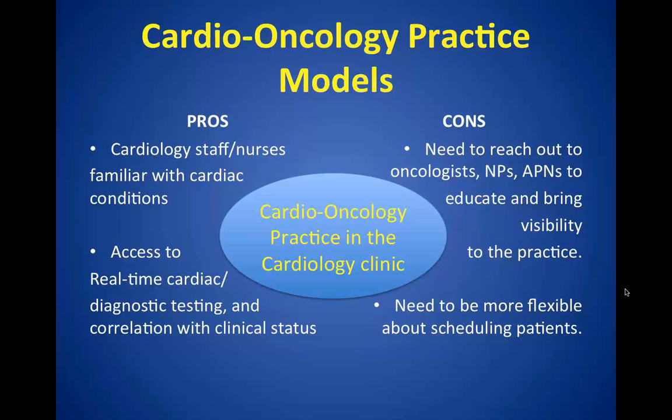The second model, and this is the model that we have here at Northwestern, is where the cardio-oncology practice is located in the cardiology clinic. The pros to this approach are that the staff within the cardiology clinic are familiar with cardiac conditions such as heart failure, and that there's more real-time access to cardiac testing. EKGs can be done within the clinic. Echocardiograms, potentially stress tests, could be done within the clinic. And these studies can be reviewed in real time to make clinical correlations and diagnoses.